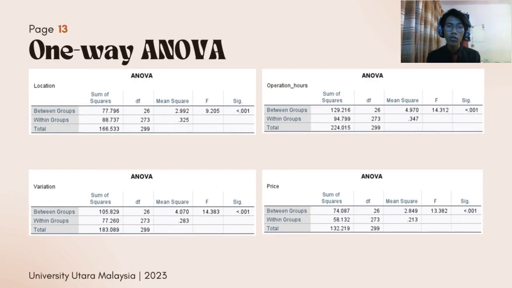In this slide, for the one-way ANOVA, it shows that all the variables, which are the location, variation, operating hours, and price, show a significant value of less than 0.001 for each variable, which is less than 0.05. Hence, the null hypothesis for each variable is rejected, which shows that there is significance between all the independent variables toward the dependent variable, which is the demand for nasi kandar.